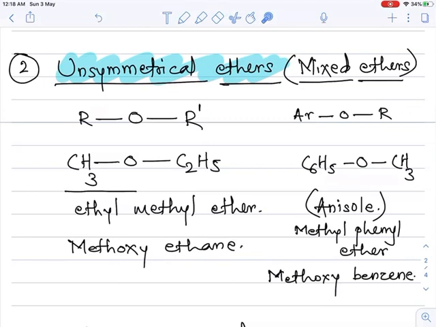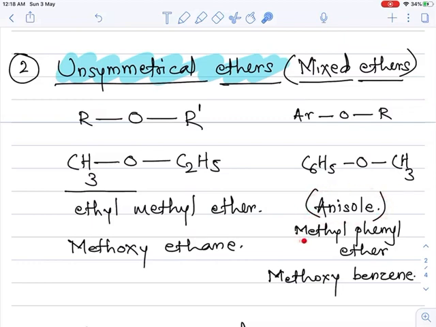Second, one more example is there. A benzene ring attached to the ether functional group with a methyl group, that is C6H5OCH3. The common name is the most popular name, that is anisole. And its IUPAC name? This is the methyl group with oxygen, that is methoxy, and this is the benzene derivative. So its IUPAC name is methoxybenzene.